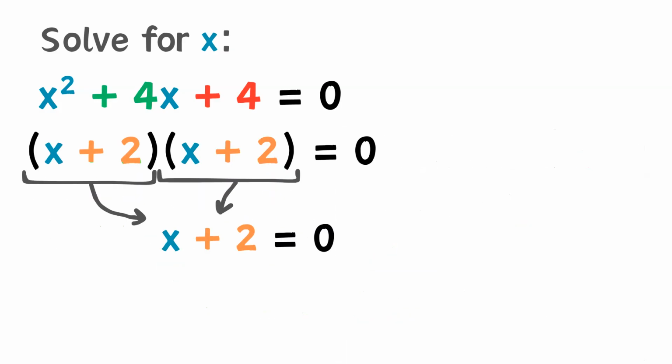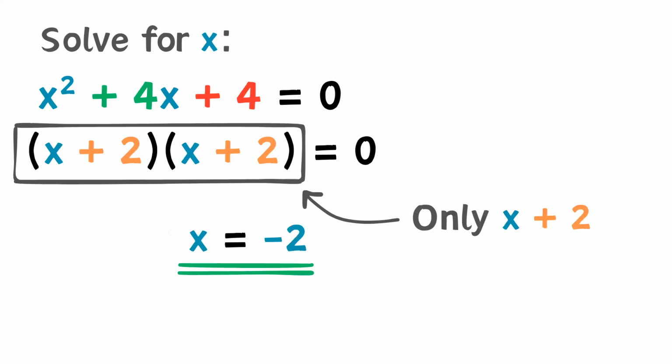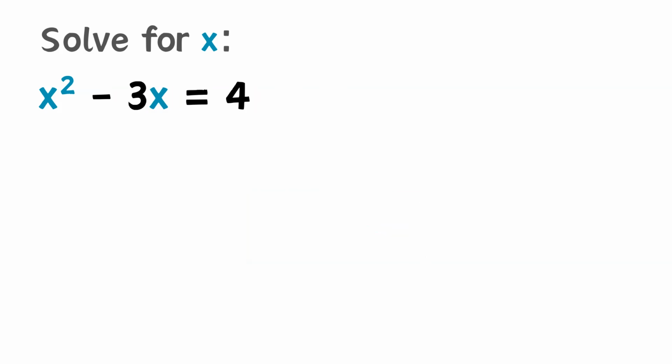Now when does x plus 2 equal 0? When x is -2. Since we only have x plus 2, the only solution is -2. So the root of this quadratic, or the value of x in this quadratic, is -2. Alright, let's try another one. This one is a little bit different.